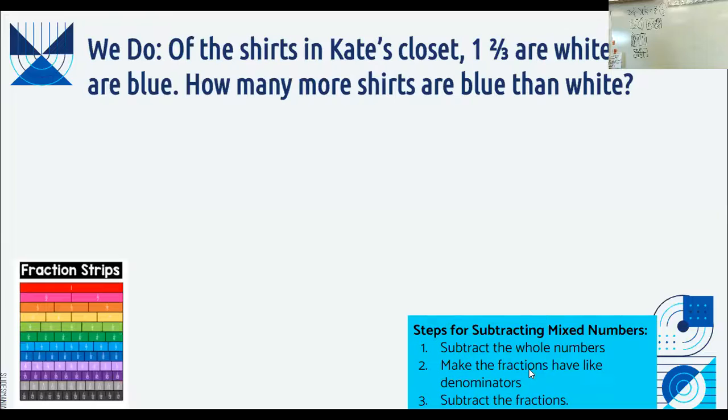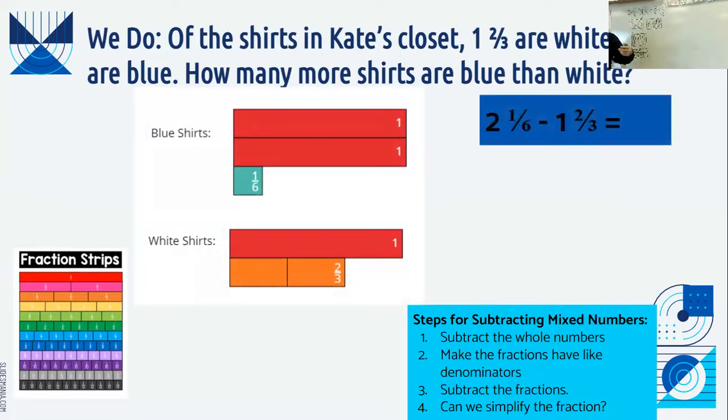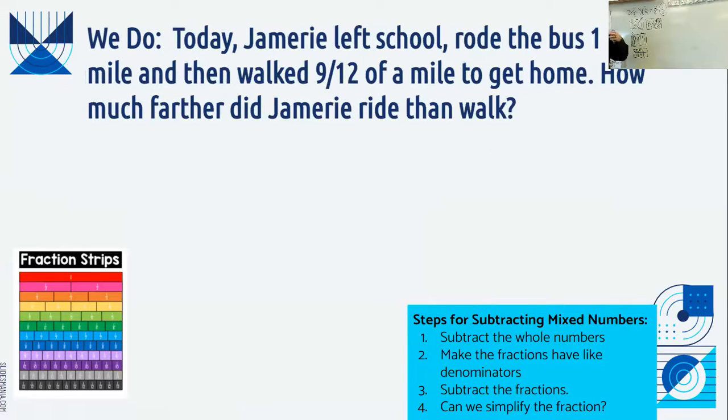Okay, you're not going to see my face because I'm not going to change cameras, but this is just so you can see how the area models work out. You'll see that I go from 2 1/6 to 1 2/3. Once you subtract, you'll see what you get. All right, last "we do" that we're going to do together.